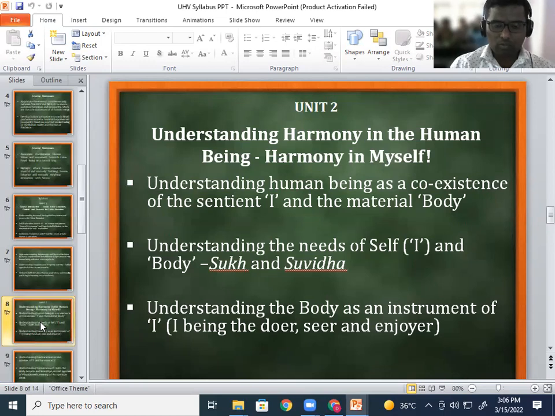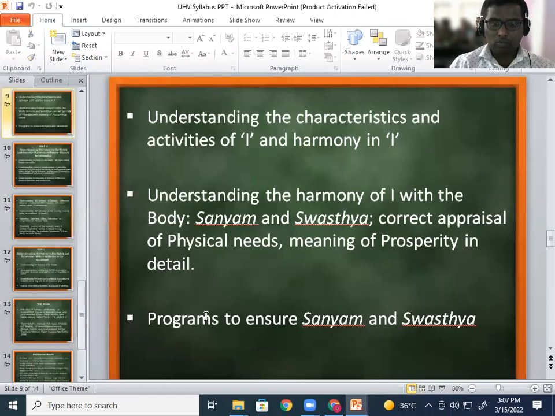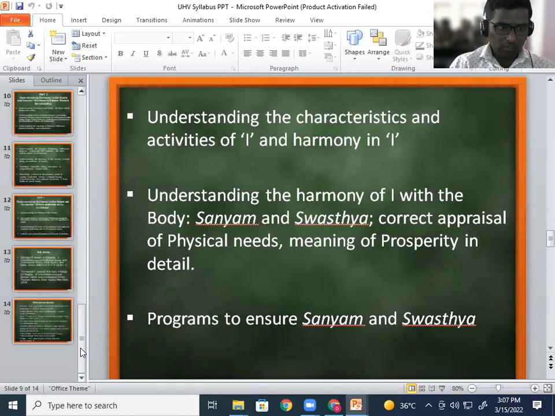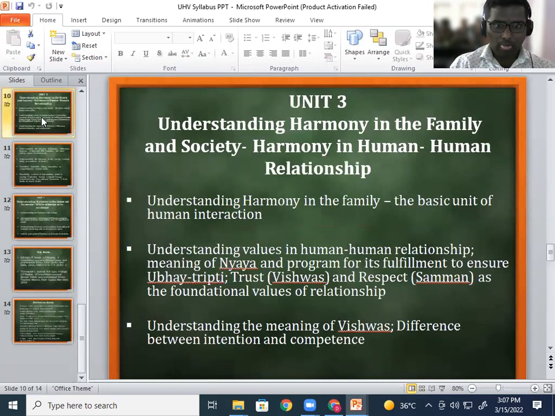In that unit we also discuss sukh, suvidha, the need of the self, the need of the body, then what is meant by sanyam and what is meant by swasthya. Then unit 3 is related to the family and the society. I think you are aware of that.